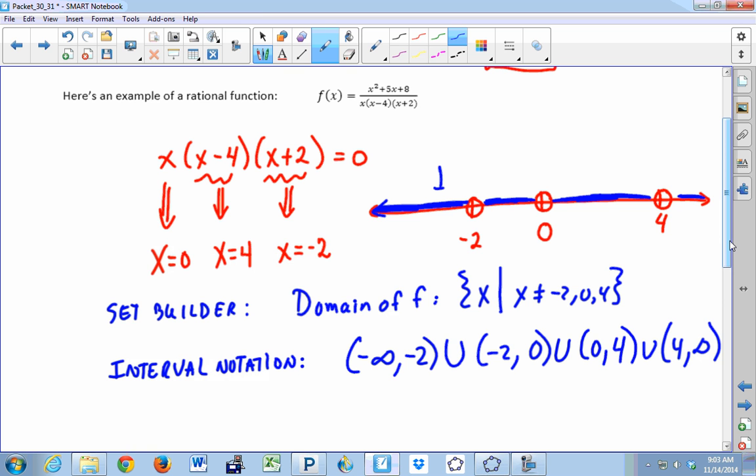Notice you've got 1, 2, 3, 4 segments here that you've broken your real number line up into. So you have to have 4 sets of numbers in your interval. That makes sense when you look at the picture and you look at your interval notation.